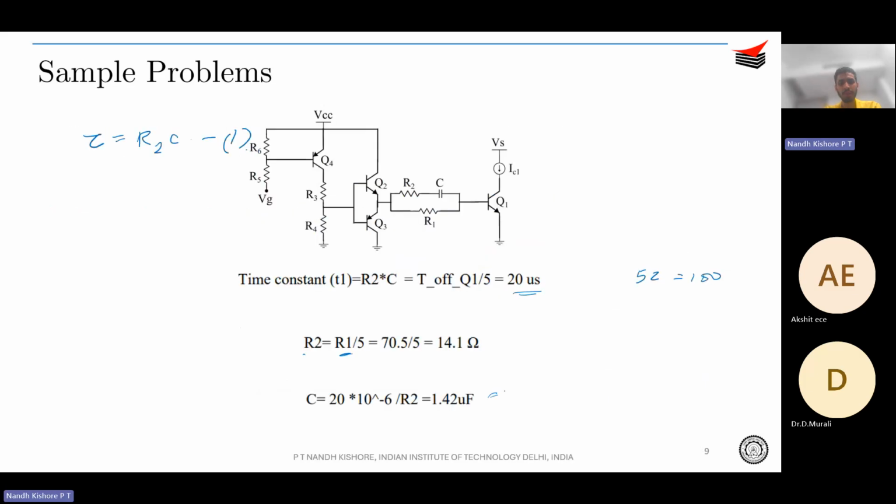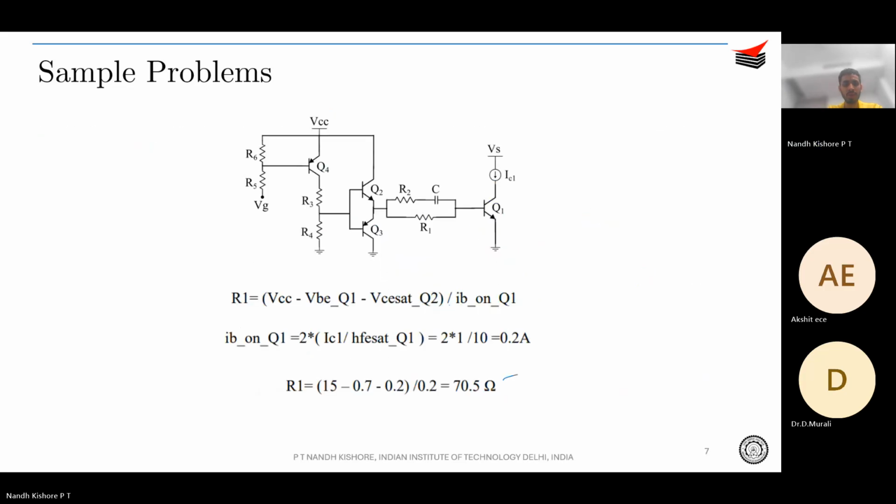Okay, so this is one set of problems. Wherein you needed to compute what is R1, and you have also computed what is R2 and what is C using the data given. So for computing R1, what did you do? For computing R1, you just saw what was the voltage over here. You knew that R1 is going to come into conduction when the device is completely turned on. So the current is going to be IB on. So this IB on is basically 2 into IC by beta, correct? So that is your IB on. So based on that, you compute what is R1.